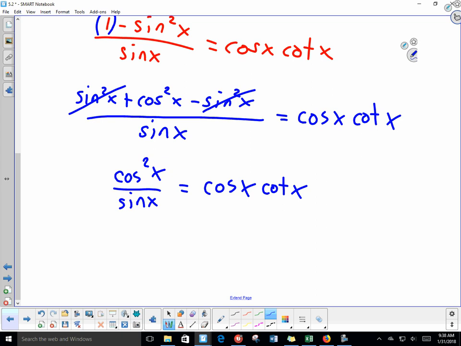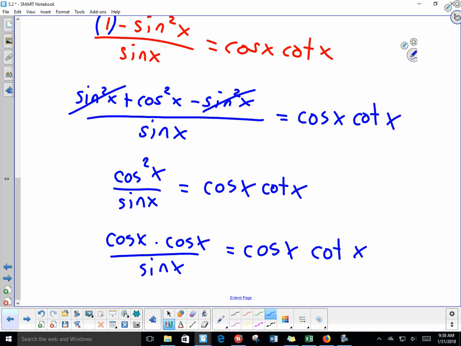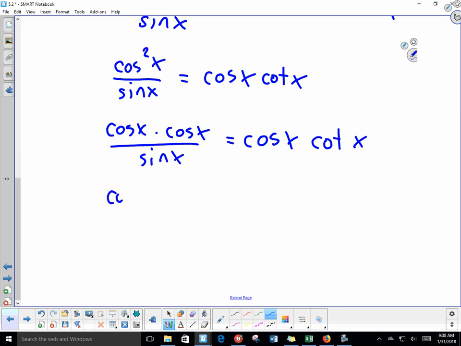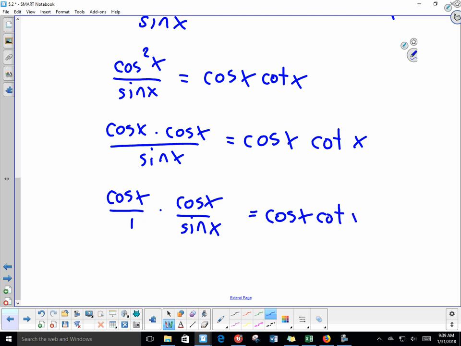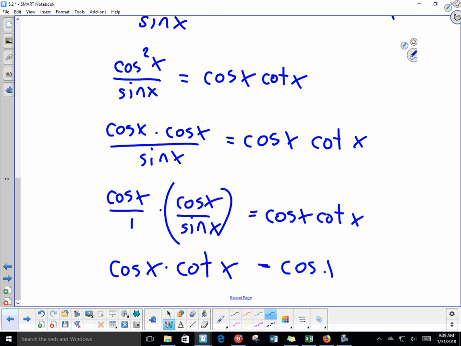At this point, I would rewrite the cosine squared as cosine x times cosine x over sine x. And maybe you see the light at the end of the tunnel here, but we probably want to rewrite this as cosine x over 1 times cosine x over sine x. I think that's equivalent to the line above. And because cosine x over sine x is equal to cotangent of x, we will just be finished with this problem. So we got the left side to equal the right side.